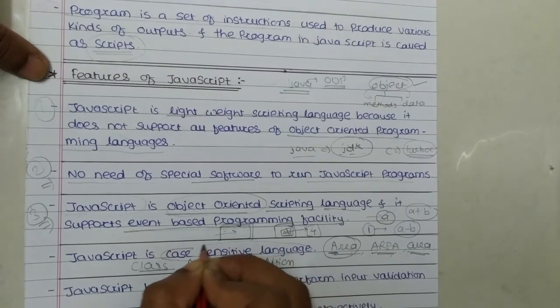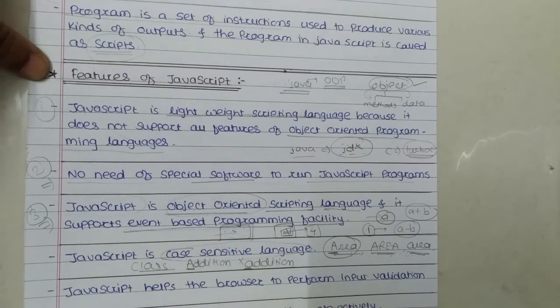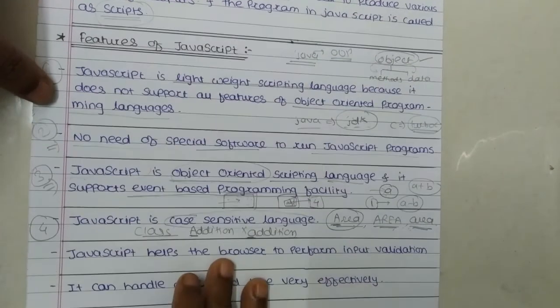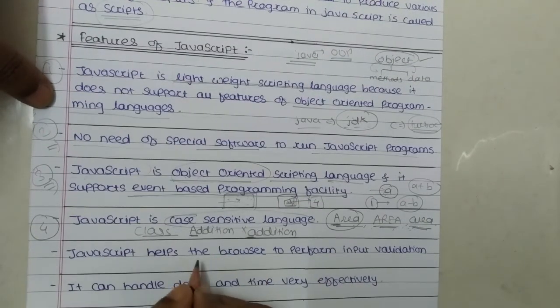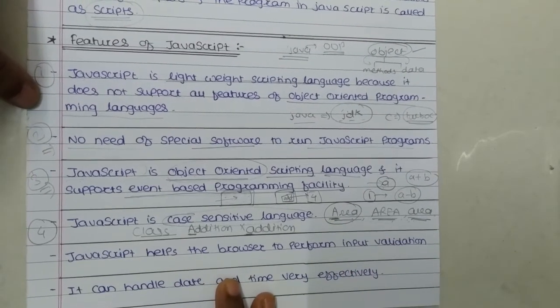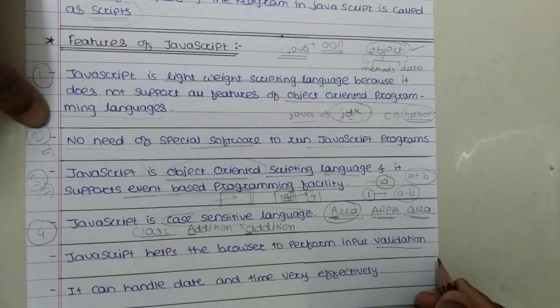That means we have to follow some rules while writing the program. Now next, this is your fourth one. JavaScript helps the browser to perform input validation. Also, JavaScript is used for validation purposes.